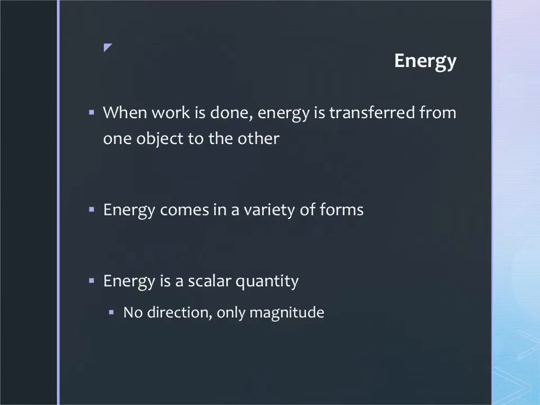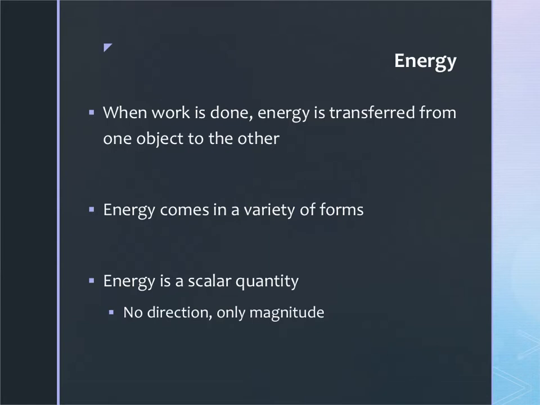And so we start with thinking back to work. Work is equal to force times distance. And if you do work, you give an object energy. And this energy is transferred from one object to the other. So if you do work, energy is transferred from you into the object you're doing work on. So that object takes in your energy, and that energy can be in different forms.